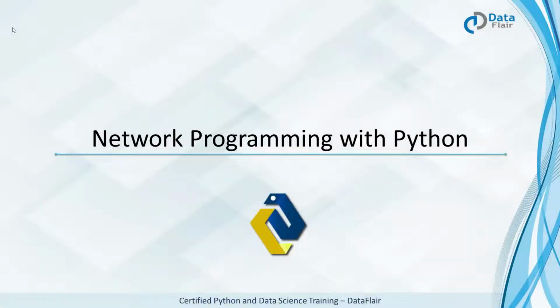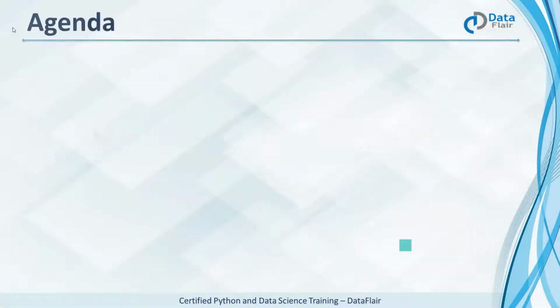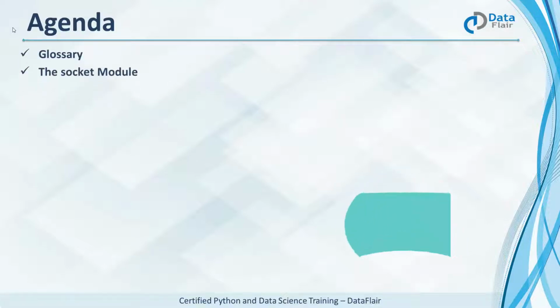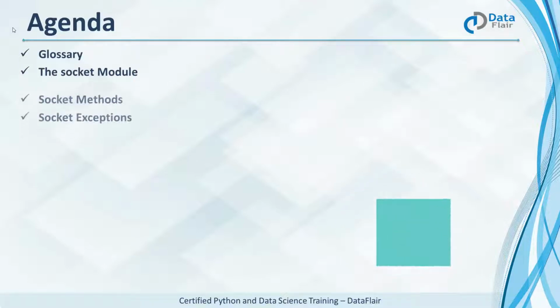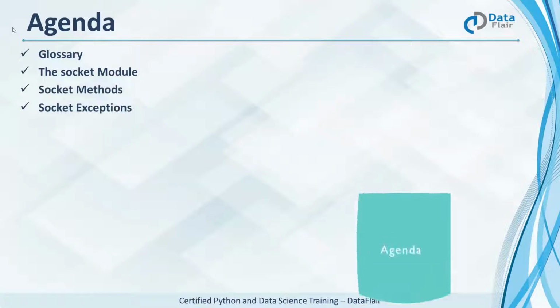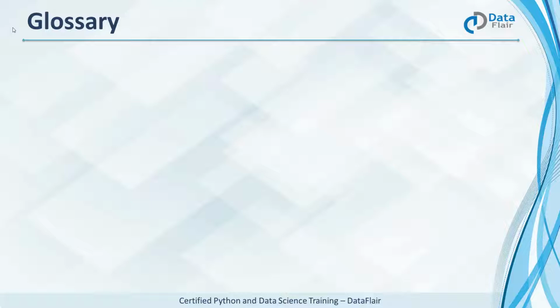Network programming with Python. Let's talk about the terminologies involved in networking, explore the socket module, its methods and exceptions, and some other internet modules in Python. Network sockets are internal endpoints that send and receive data. These are part of two-way communication links between programs that run on a network. Let's take some basic terminology.